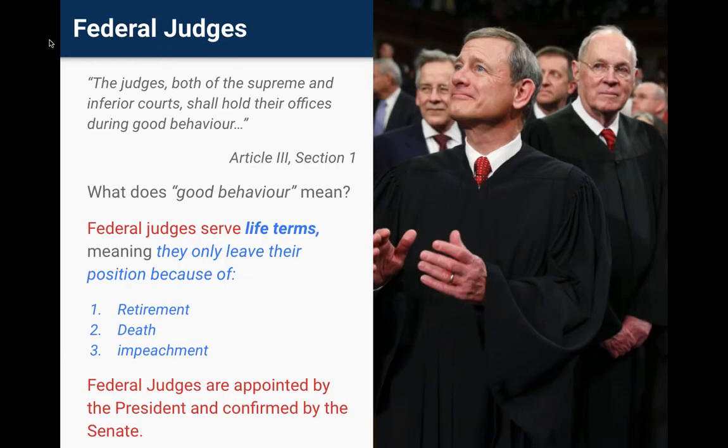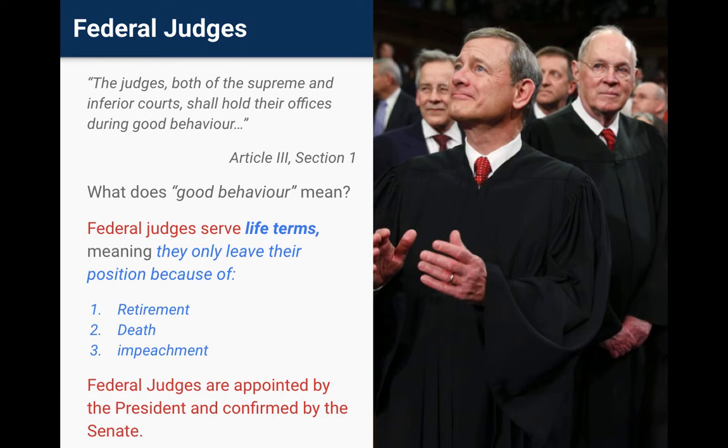Okay? Let's talk federal judges next, because federal judges are a very unique thing. Because in Article 3, Section 1, it says that judges, both the Supreme and inferior court, shall hold their offices during good behavior. The question is, what does good behavior mean? What was the intent of that? And that has been traditionally interpreted to mean that judges are going to serve life terms. Okay?